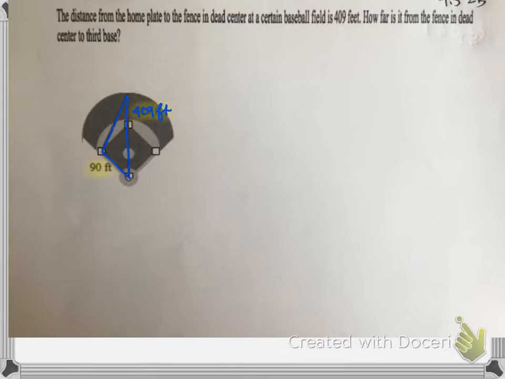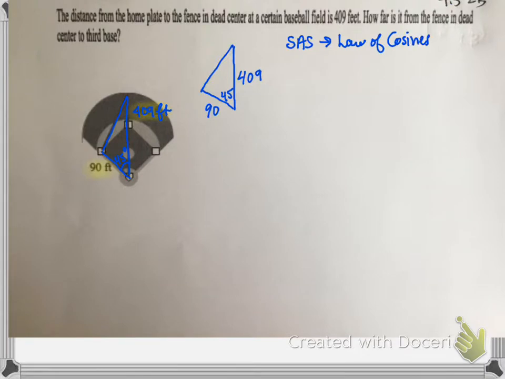All right. So I have 2 sides known, and if it's a perfect baseball diamond, half of this angle here would be 45 because it makes a square, and a square has right angles. So I know that's 45 degrees. So if I redraw this really quickly, I get 90, 409, and then 45 here. So I know this is a side-angle-side, which means I have to use the law of cosines. Whoops. I don't know what happened. There we go. Law of cosines.